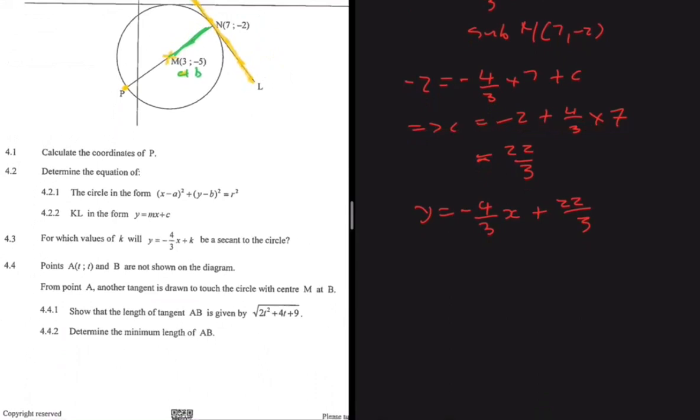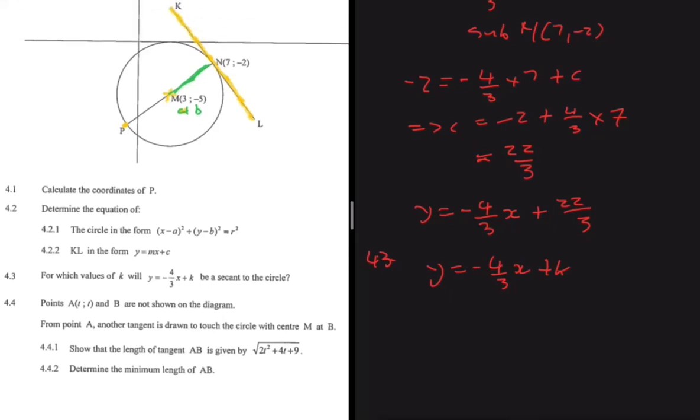And then the follow-up question 4.3. So 4.3 is saying that for which values of k will y is equal to -4 divided by 3 x plus k be a secant to the circle. So a tangent touches the circle once, right? And then a secant, it goes through the circle. So this line here would be a secant, it's going through a circle. This line here would be a secant too. So as long as the line is going through the circle, then it's a secant, right?